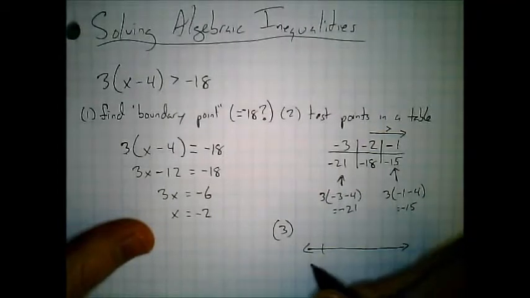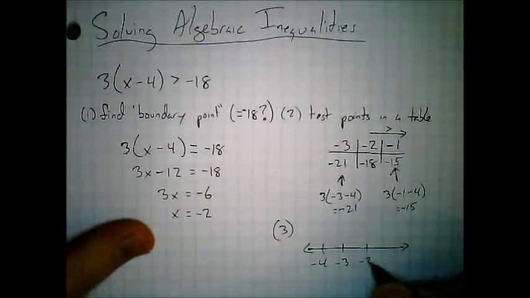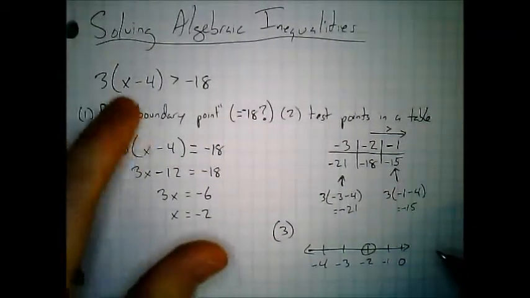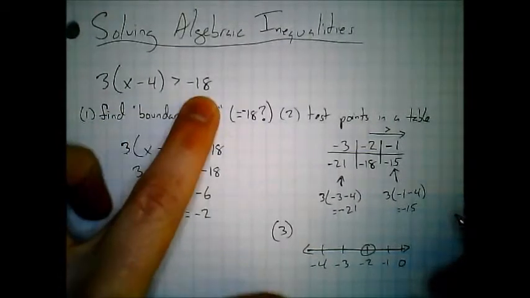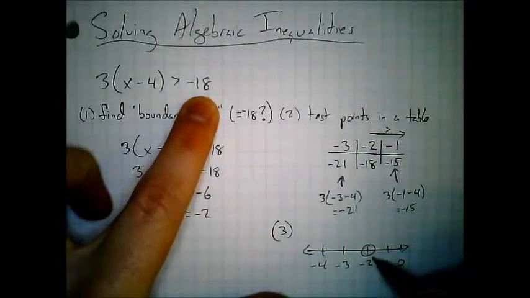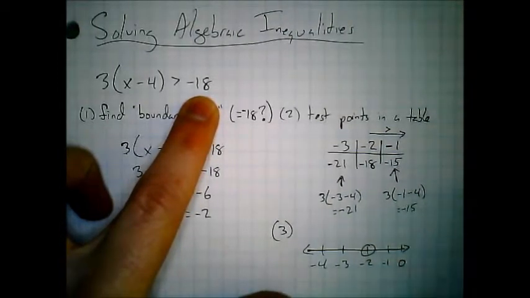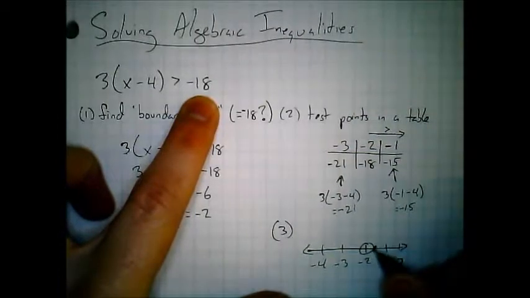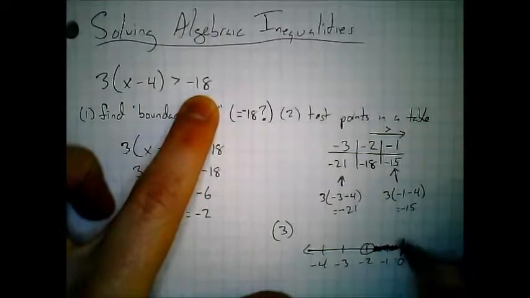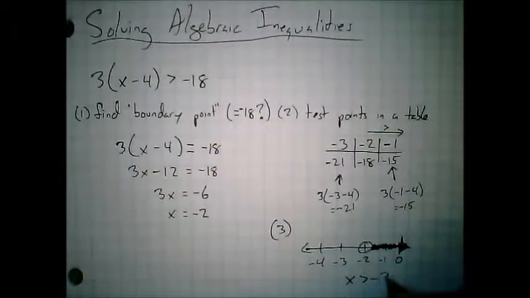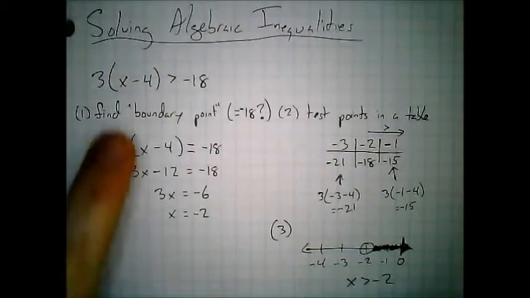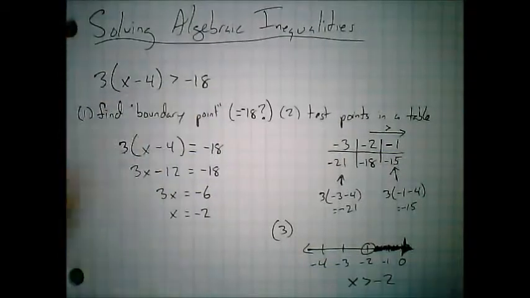Okay, we center it around our boundary point, and our boundary point is negative 2. The x values go on the number line. We leave it open because we want the numbers that are greater than negative 18. Negative 18 is not bigger than negative 18. So we leave this open, which means negative 2 is not part of the solution. And we want the numbers after negative 2, so we shade our graph to the right. This means every single number greater than negative 2 is a solution, including all the fractions and decimals in between. Every single number bigger than negative 2 is going to give us a value for this expression that's greater than negative 18.